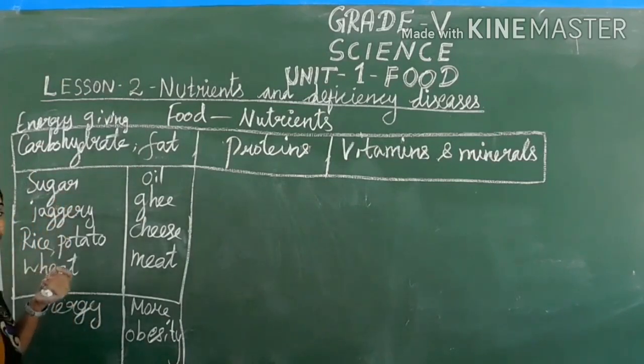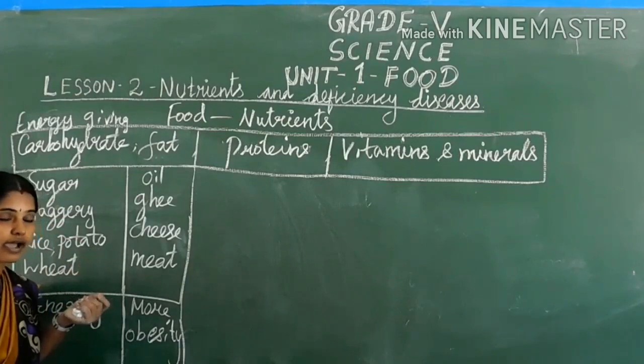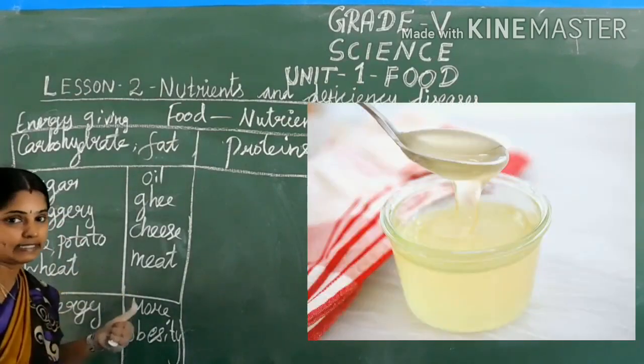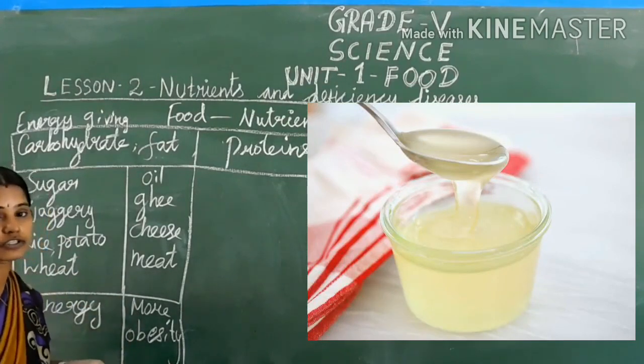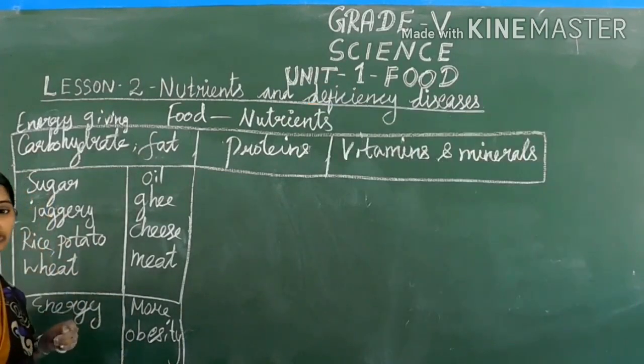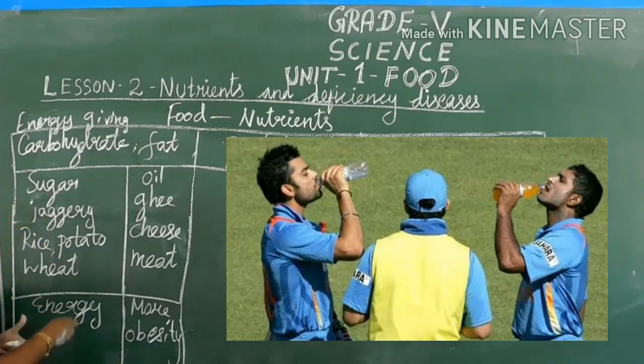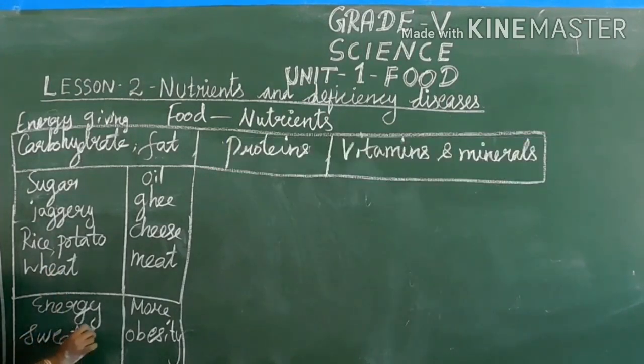If you take sugar, simple sugar, glucose, we have glucose water, we are drinking glucose water during the playing time and all, no, it gives instant energy. So that is why we are taking glucose as a drink, energy drink. So this is sweet in taste. Carbohydrate is sweet in taste.